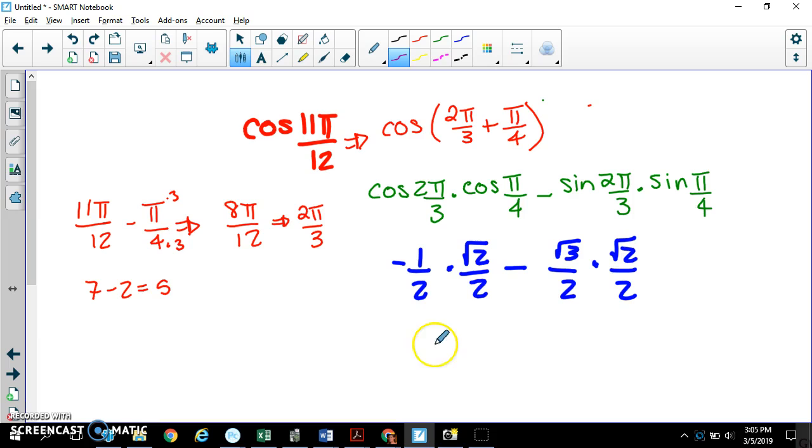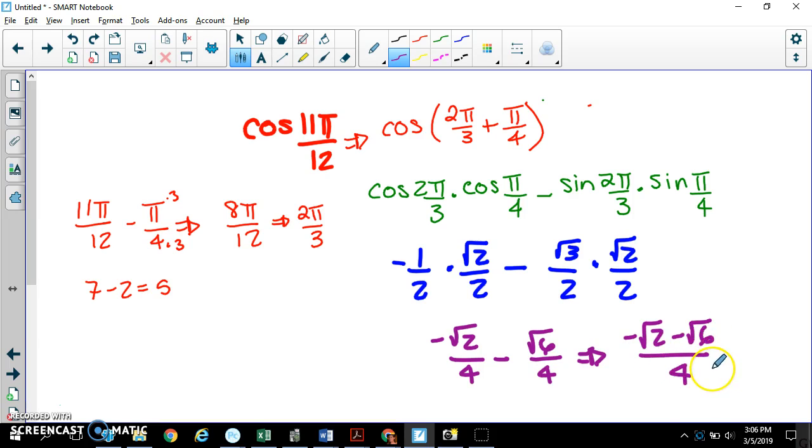So when I combine those together, I get negative square root 2 over 4 minus square root 6 over 4. So over the same denominator, negative square root 2 minus square root 6 over 4. If you wrote it as negative square root 6 minus square root 2 over 4, it doesn't matter. It's the same exact thing. It just matters that your subtraction sign goes with the correct thing. All right.